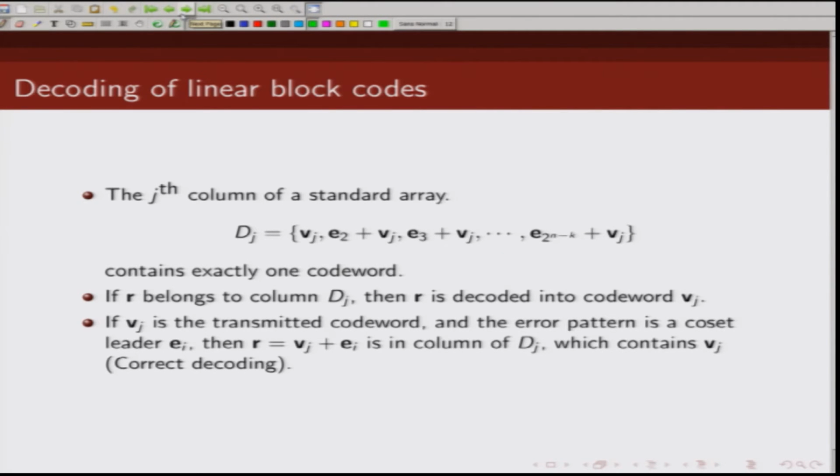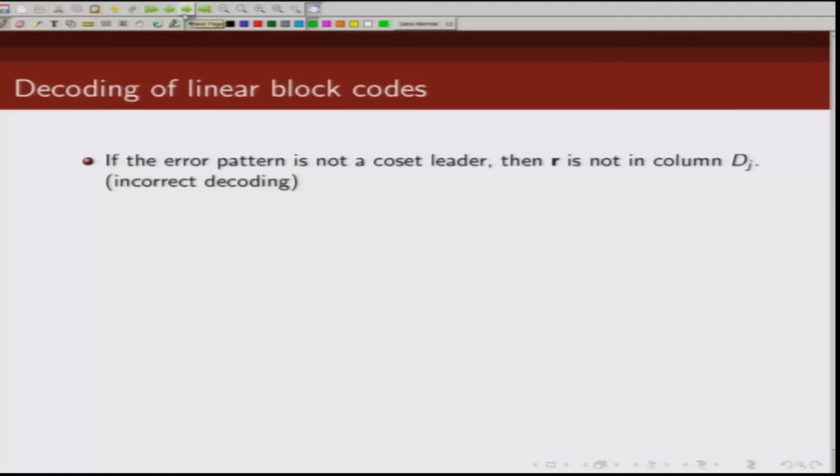So, if Vj is our transmitted code word and the error pattern is Ei, and if the received sequence is in the column Dj, then we would decode it as Vj, which is correct decoding. We would not make any error. However, if the error pattern is not a coset leader, then R will not be in column Dj, and in that case we will make an error in decoding.